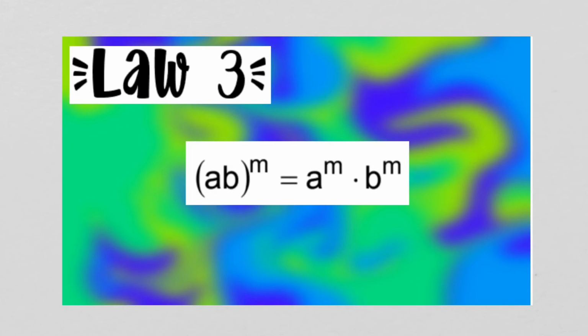Law number 3 says if there's something in parentheses and there's an exponent on the outside, you have to give that exponent to everything in parentheses. Numbers, variables, everything. So here I have 3x squared y in parentheses and I have a 2 on the outside.